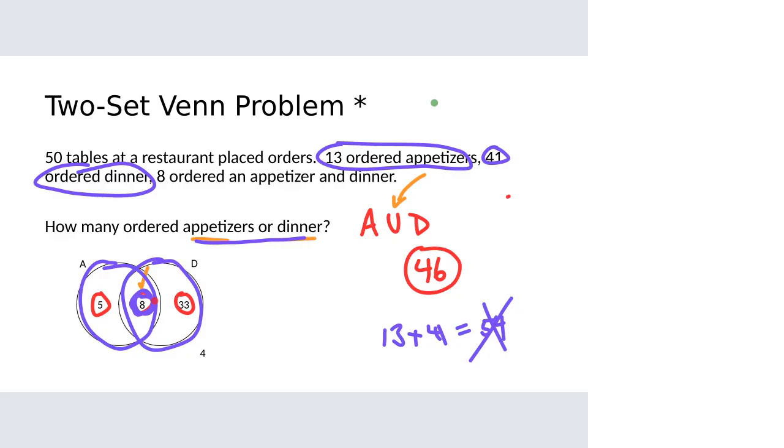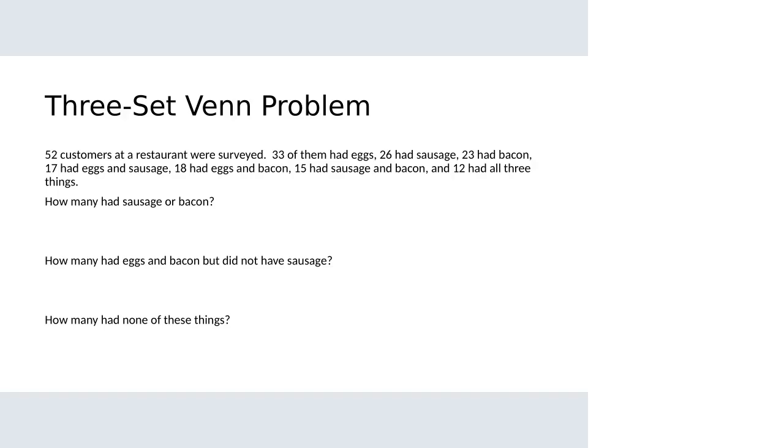In the same way that shading 3-set Venn diagrams was a little more complicated, doing problem solving with 3-circle Venn diagrams is a little more complicated. All right, here goes. It already looks complicated because the font's smaller and there's an awful lot of words up there, but we'll just read through it.